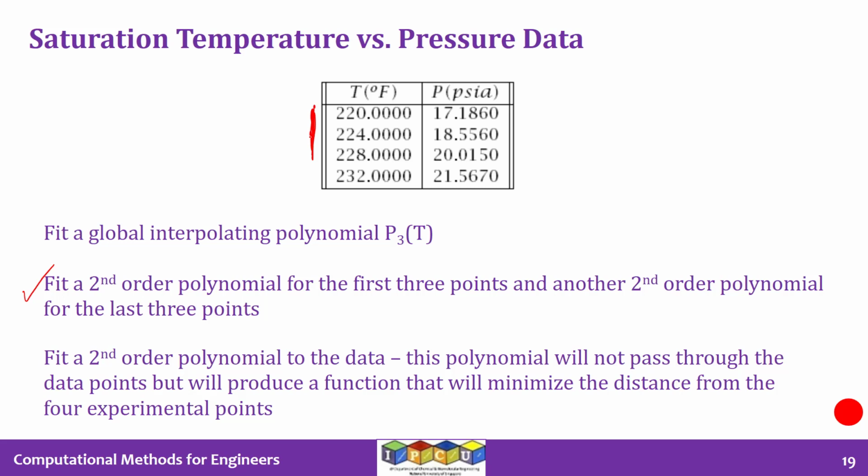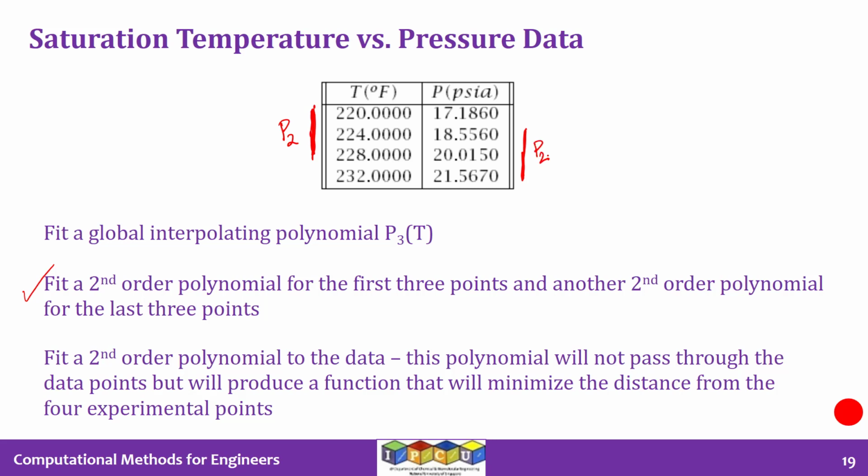A second order polynomial will have 3 parameters, and if you take these 3 data points, P2 will be an interpolating polynomial. It will pass perfectly through those 3 data points. So I can make a P2, a second order polynomial for this, and then I can make a second order polynomial for these 3 data points. That will also be an interpolating polynomial.